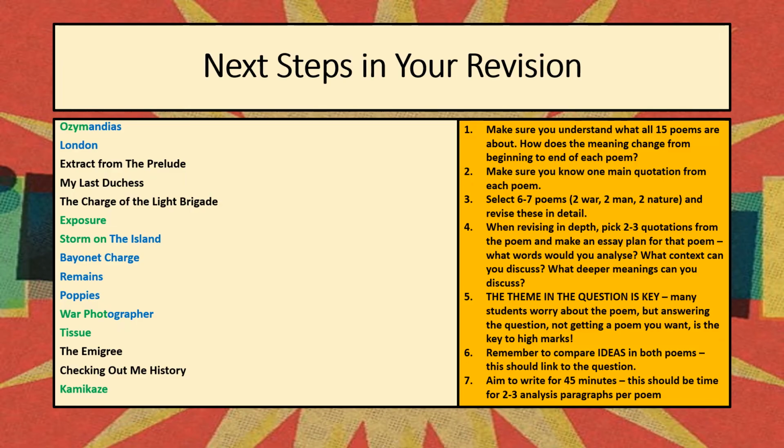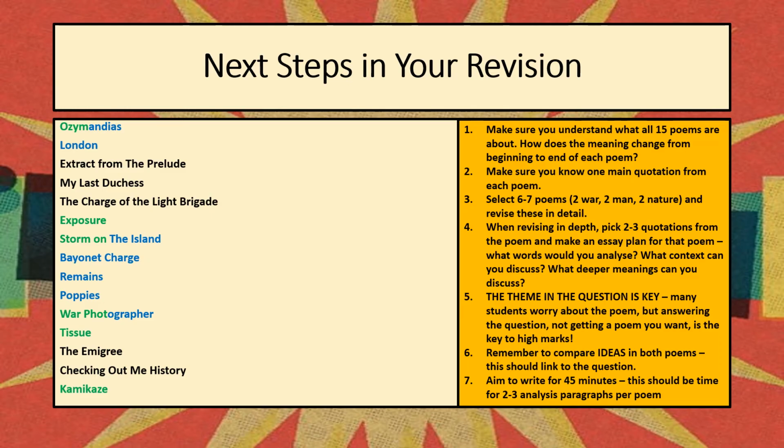The first thing to say is just look at the 7 steps there. First thing, you need to understand what all 15 poems are about. And you need to really be thinking about how the meaning changes from the beginning to the end of each poem. So when we're looking at unseen poetry, we look at the beginning and the end. Years ago, probably about 10 or 15 years ago, AQA used to ask questions like, compare the beginning of this poem with the beginning of another poem. I don't think they will do that. I think that's too challenging for some students, and too specific as well.